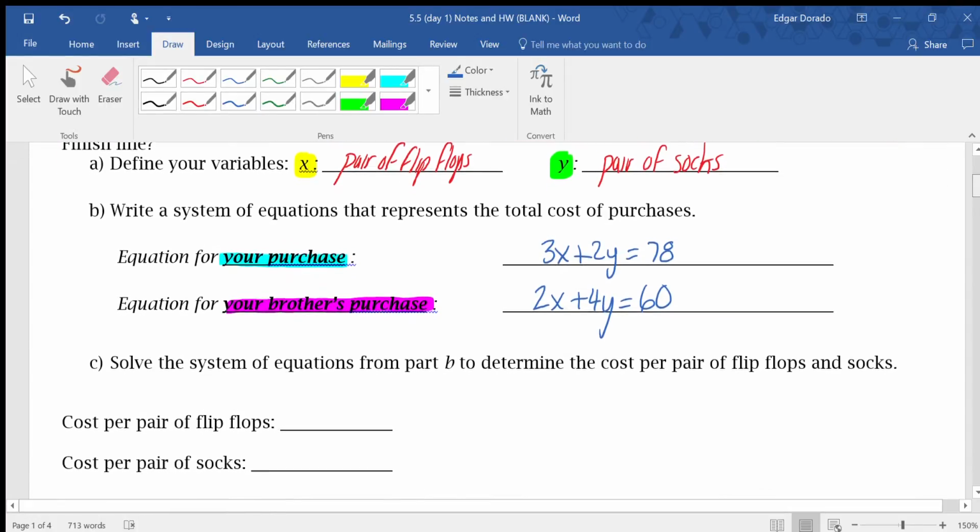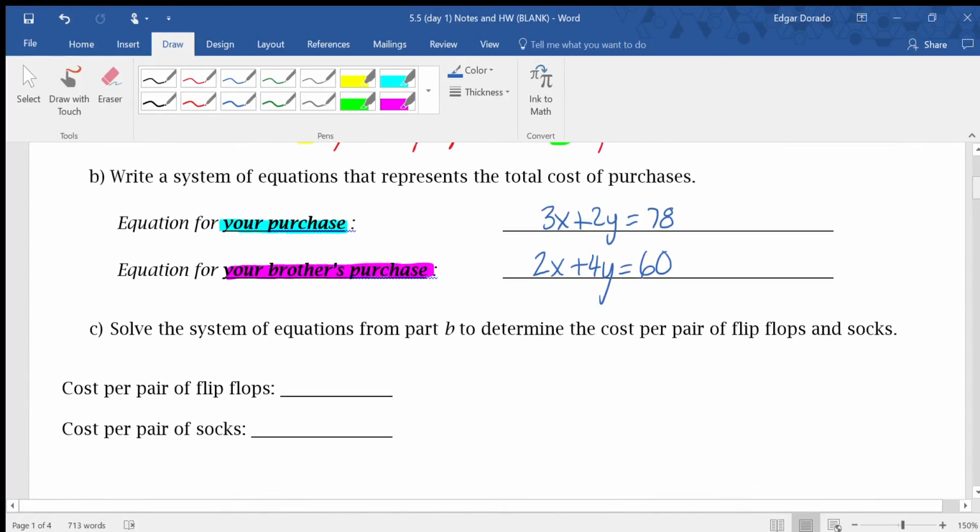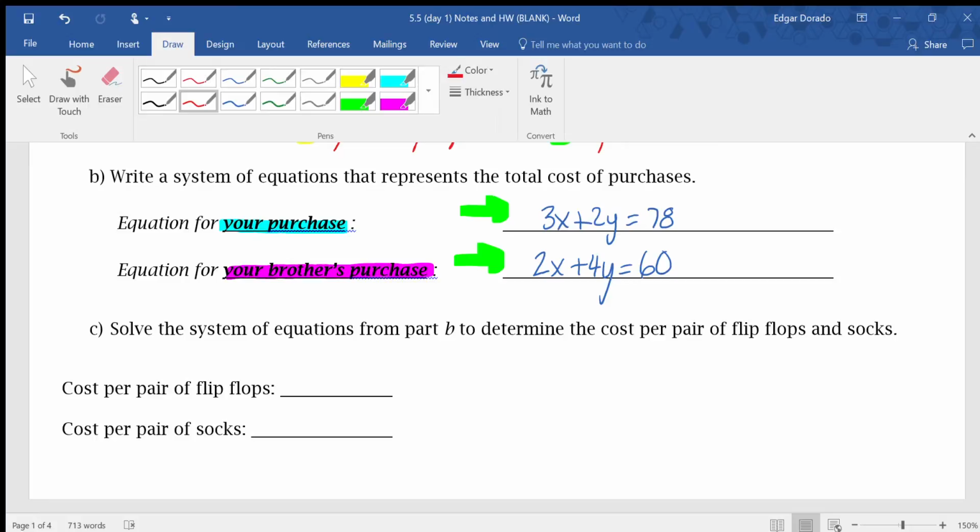Let's see what part C is asking. It says solve the system of equations from part B to determine the cost of each pair of flip-flops and socks. Now we have our two equations here, our first one and our second one, and we're going to solve from here. We have 3 methods of solving, as we can remember from before. We can graph, we can substitute, or we can eliminate. So: substitution, elimination, or graphing. From this scenario, I can already see that I want to try elimination, but you can try whichever method you want. I'm going to try elimination, so let me rewrite my equations here.